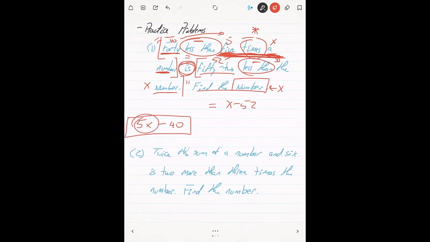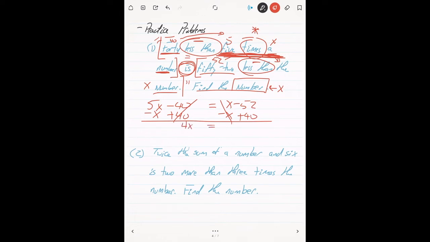So think back to your order of operations. Multiplication is going to come first here. So we're going to have 5x minus 40. Let's go ahead and solve this now. Let's subtract x from both sides. And in fact, you know what? Let's add 40 to both sides. 5x minus x is 4x. And negative 52 and positive 40 is negative 12. If I divide both sides by 4, we get x equals negative 3.